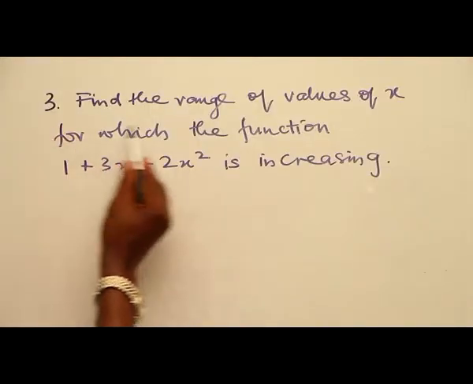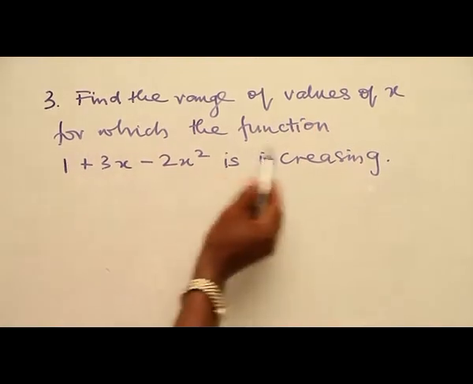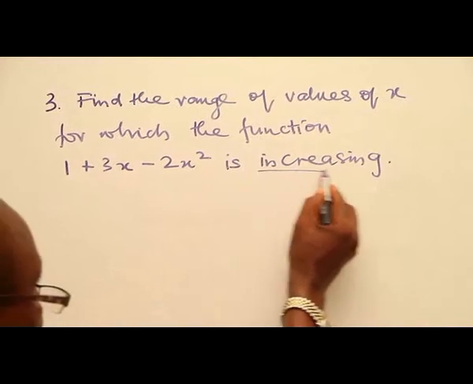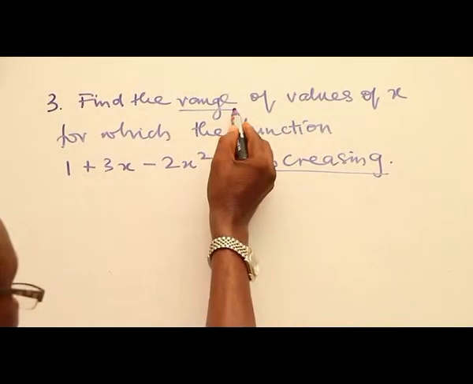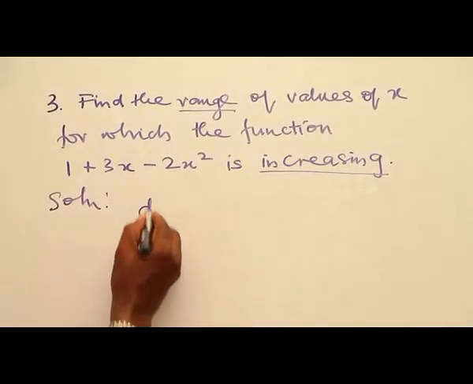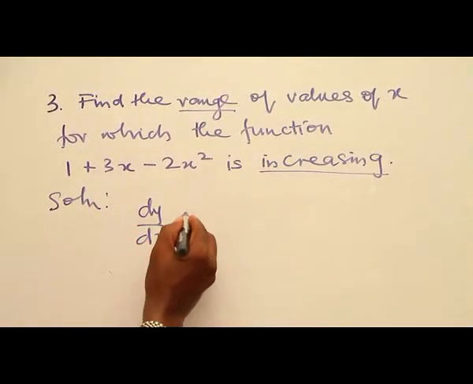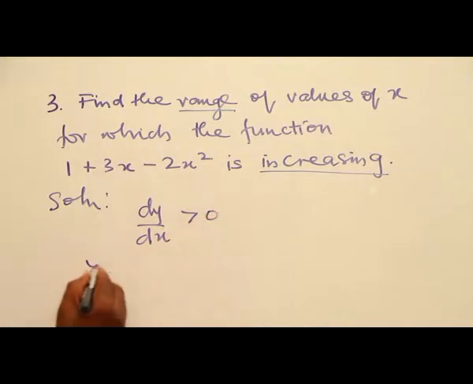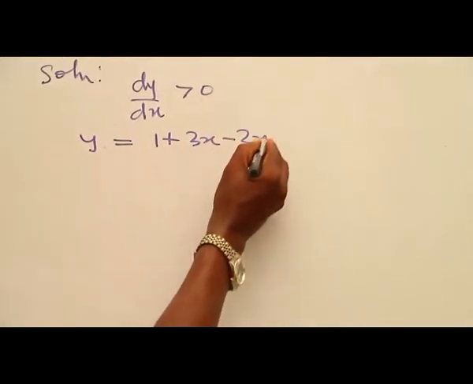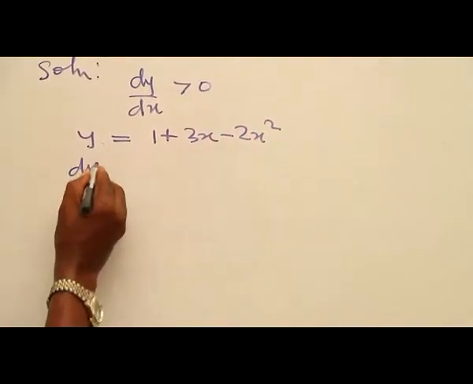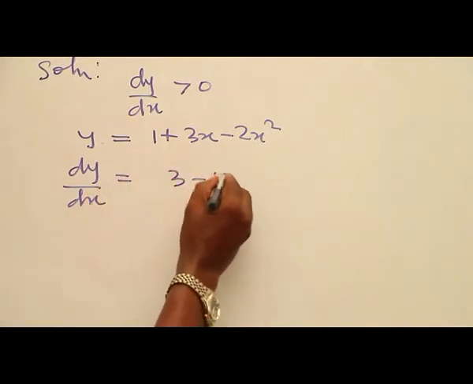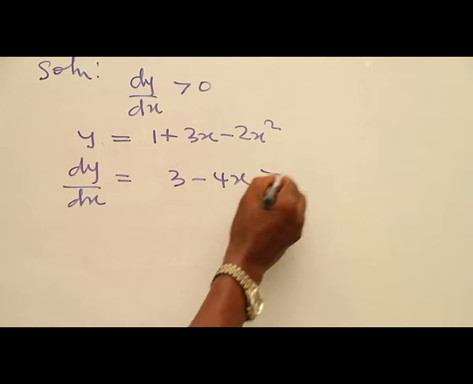Example number 3. Find the range of values of s for which the function 1 plus 3s minus 2s squared is increasing. Solution. When the function is increasing, it means that dy over ds must be greater than 0. And our y here is equal to 1 plus 3s minus 2s squared. So dy with respect to s will be equal to 3 minus 4s. And this must be greater than 0.